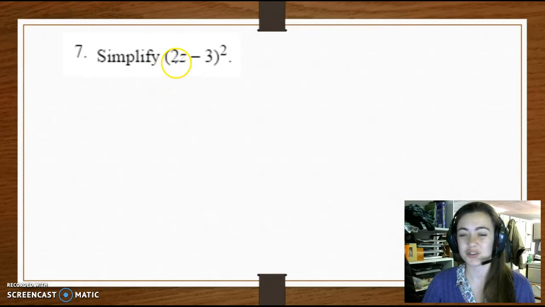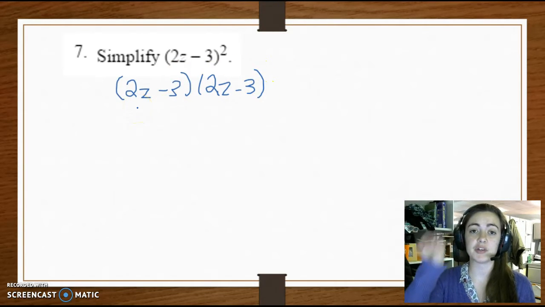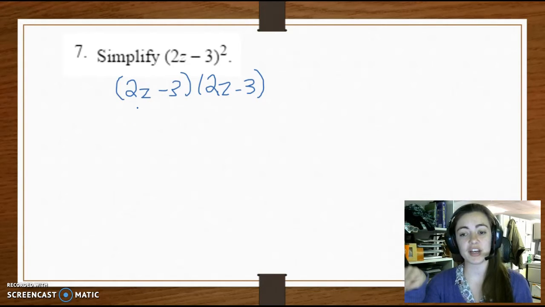For number 7, we're looking for simplifying. So we have 2z minus 3 squared. There are 2 ways that you can think about this. Squared means multiplied by itself. So it's 2z minus 3 times 2z minus 3. You can do what we did before, the distributive property, distribute everything to the left, everything to the right.